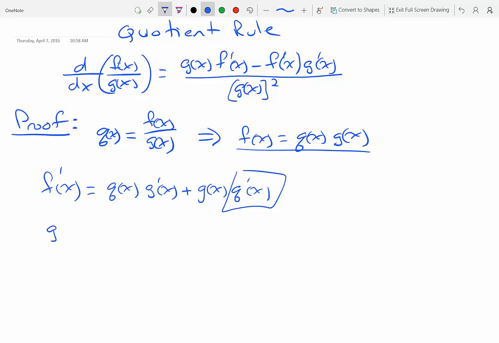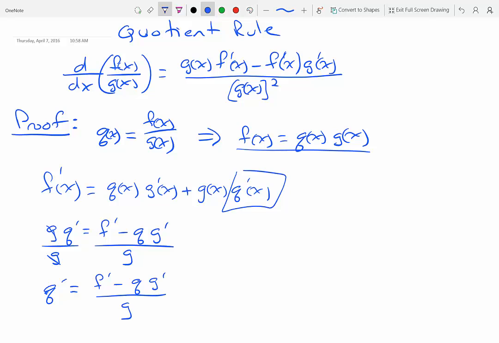So this would be that g, and I'm also going to stop writing the of x's. So I'm just going to write f and g and q. So g times q prime is going to be equal to f prime minus q times g prime. And then I am going to divide both sides by q. No, by g. So I get that q prime is equal to f prime minus q times g prime divided by g.